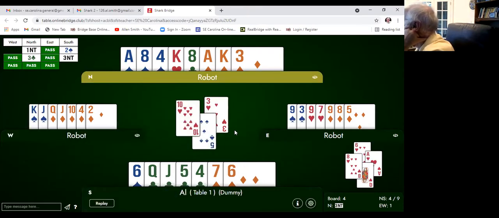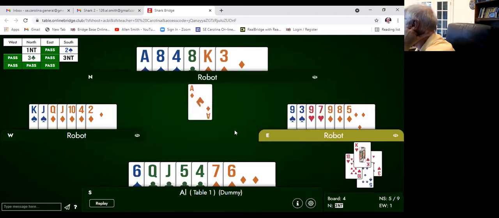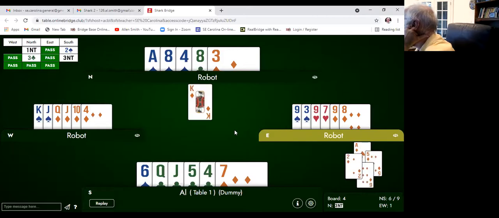And they play the 10 of hearts. Here comes the king of hearts out of our hand. Now, we've got the ace, king of diamonds. Let's go ahead and play those. So you can see how this hand develops. Play the king of diamonds.